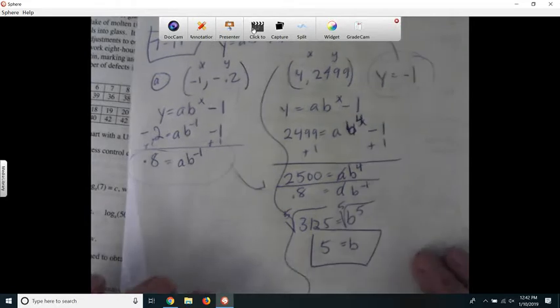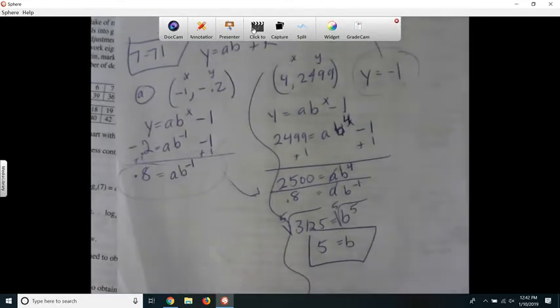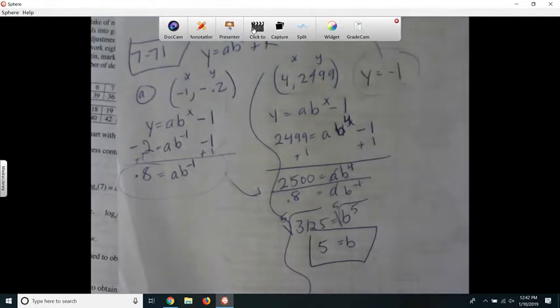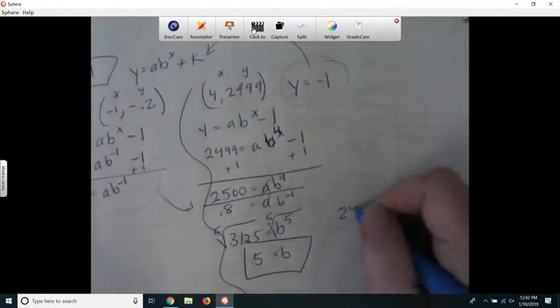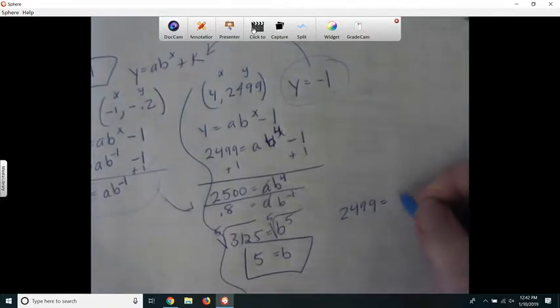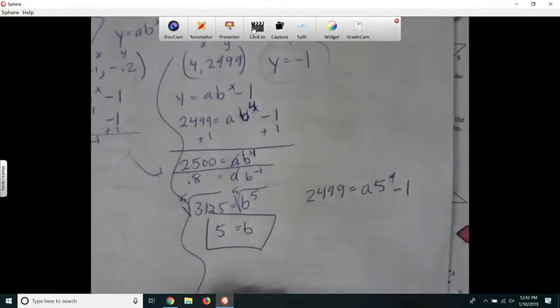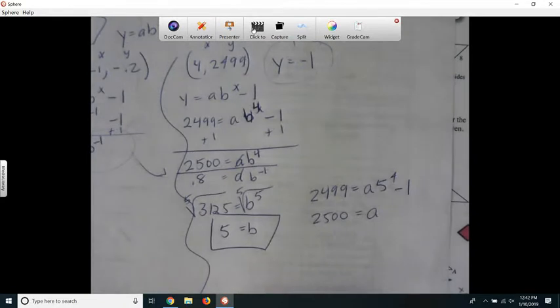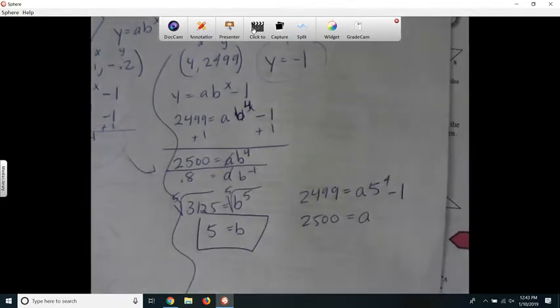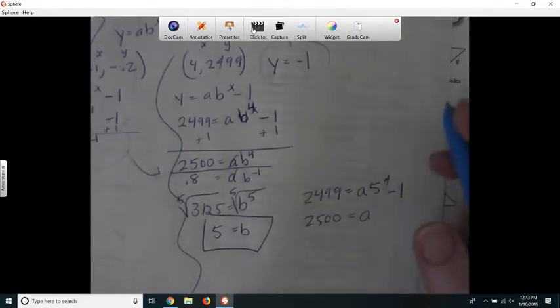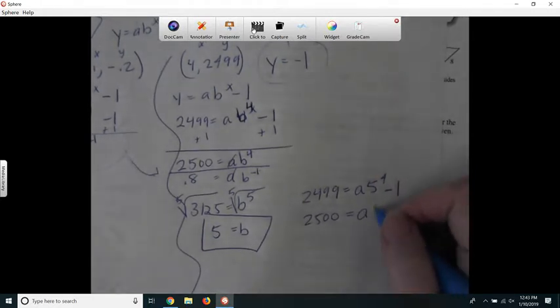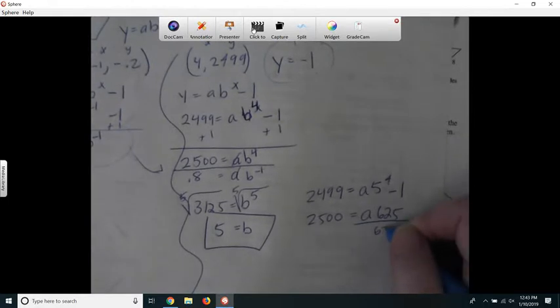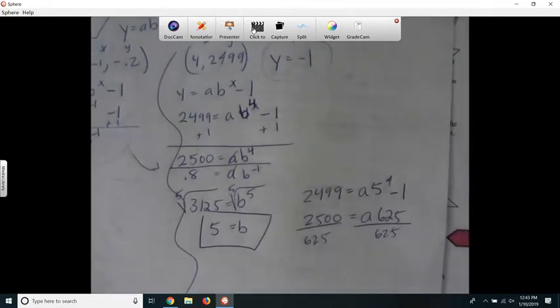I know this is getting pretty long, but I've got b, and then I can plug it in somewhere and find a. I'll do it in the one on the right. 2499 equals a times b to the 4th, equals a times 5 to the 4th minus 1, like that? Yeah. Okay, because then that gives me 2500 equals a times... Well, what's 5 to the 4th? 125? Huh. 625 is 5 to the 4th. Okay. And then we're going to divide by 625.